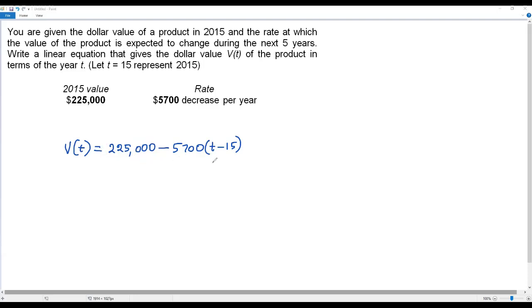So if I plug in t equals 16, and also one more thing we have to be very clear: t has to be greater than or equal to 15 in this equation, because the starting value of t is 15, which represents 2015. So when I plug in t equals 15, I'm getting the dollar value of the product in the year 2015, that is $225,000. In case I plug in t equals 16, then it will be 16 minus 15, which becomes 1. So 1 times 5,700 is 5,700. Then from this value, 5,700 will be decreased according to the information we have over here, that is the rate at which the dollar value of the product is getting decreased per year. So it's decreasing $5,700 per year.